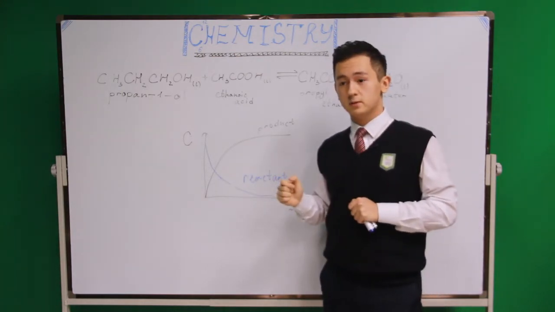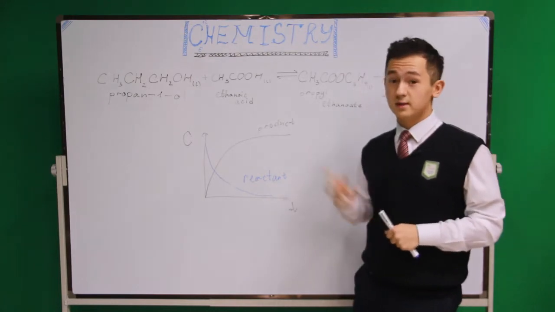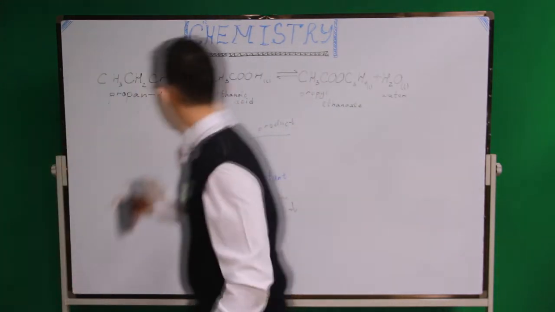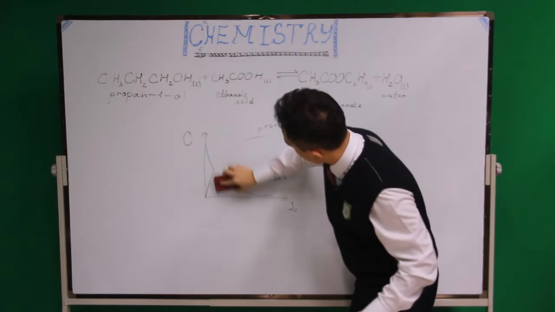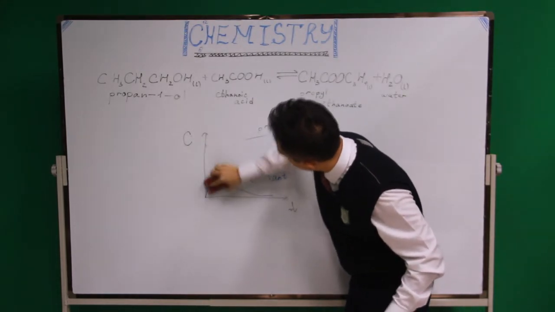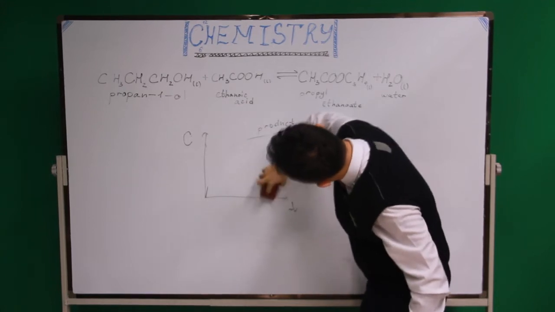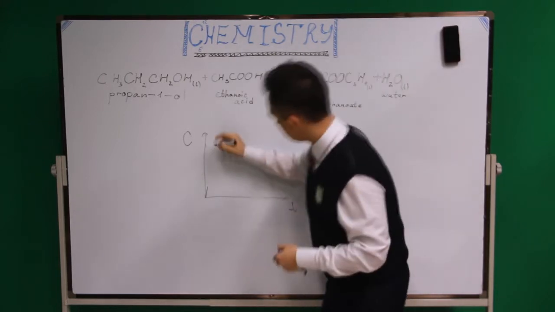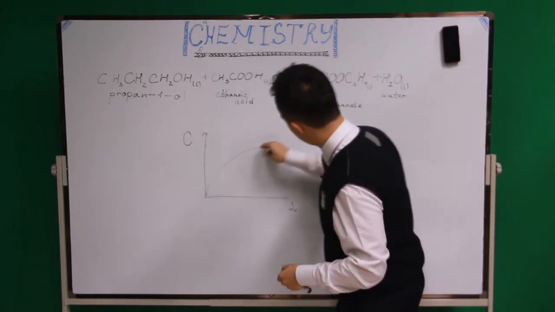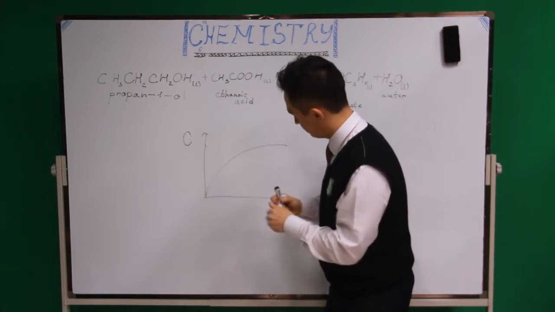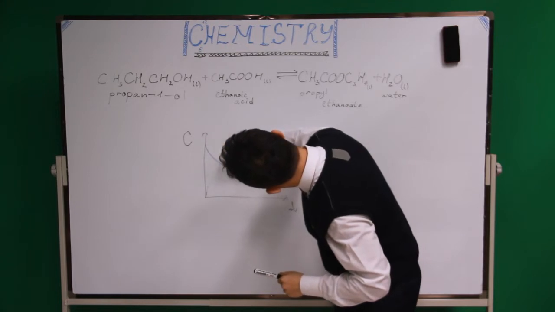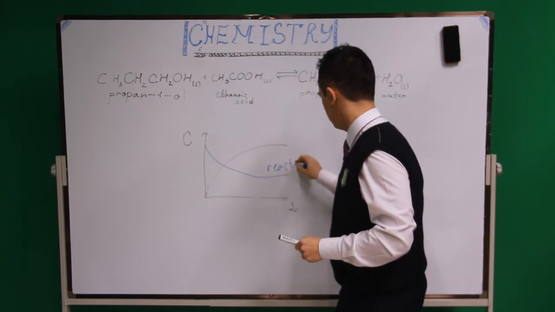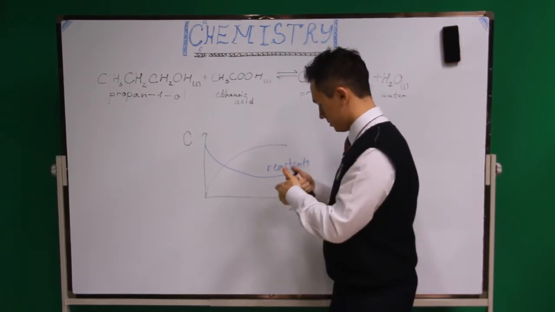But today we are going to talk about another reaction which is called reversible reaction. The form of graph will remain, but we will change these curves. This is the reactant and product.